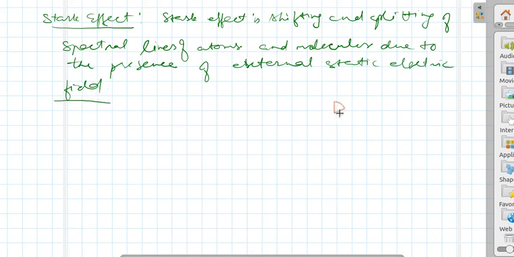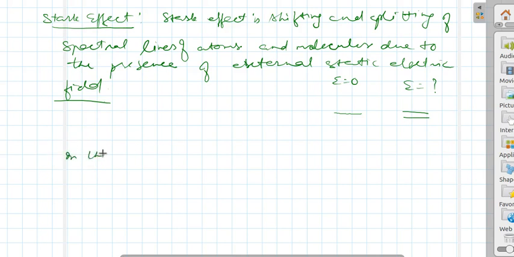That means if there is a single line when no field is there, but when the field has some finite value, then this line may split. Such possibilities come under the name of the Stark effect. So let us try to do a little algebra to understand and calculate the polarizability for the hydrogen atom. Let us start as follows.